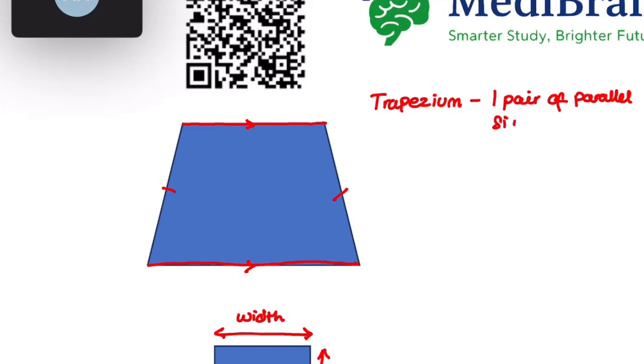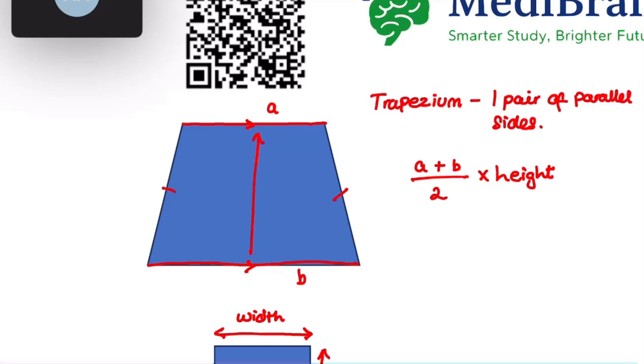And what we're going to do is label these parallel sides A and B in any order. So let's just label the top one as A and the bottom one as B. The formula to work out the area of a trapezium is (A plus B) divided by 2, times the height. That's how you work out the area of a trapezium. And this over here is your height.